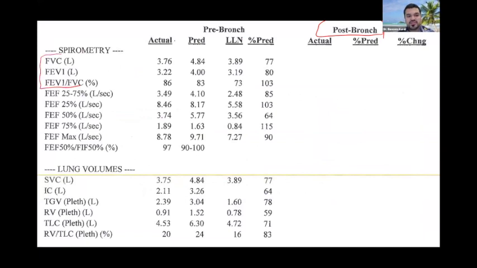The most important values are the first three, the FVC, the FEV1, the FEV1 over FVC ratio. Now, I want somebody to actually come up and tell me what's my diagnosis based on what he sees. I'm not gonna tell you, that's just an extra bonus. And then we'll see we have a lot of other values.